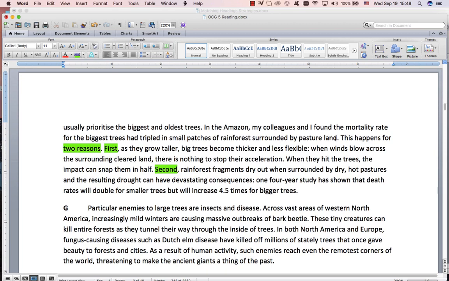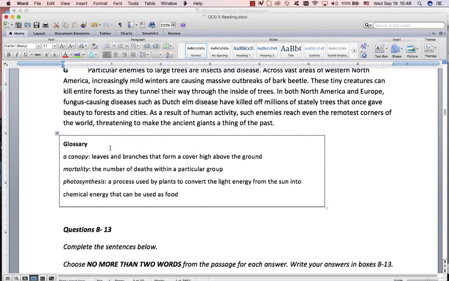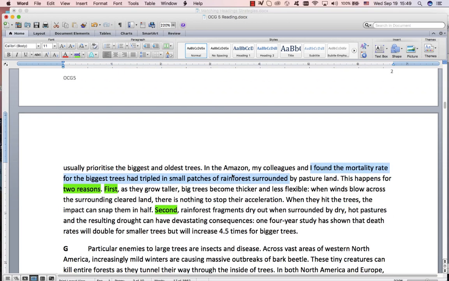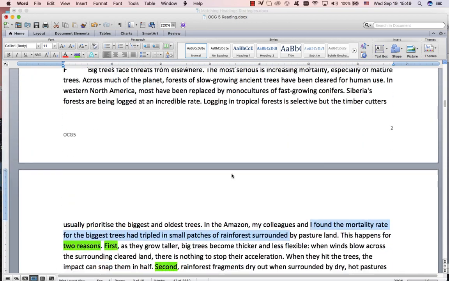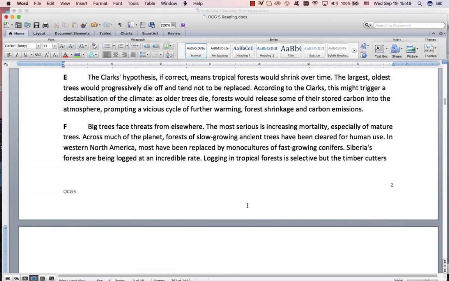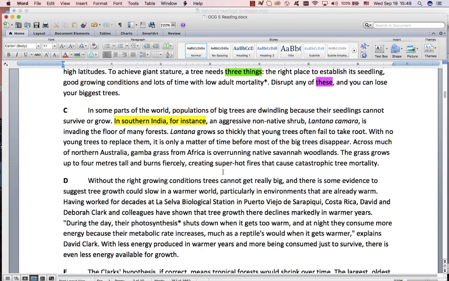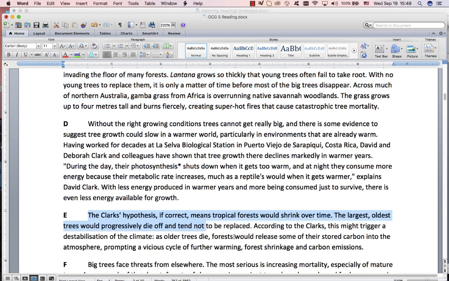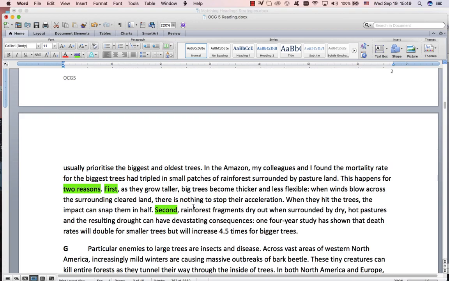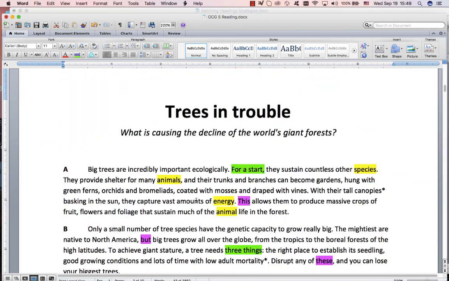So what are these? What is this? The mortality rate for the biggest trees tripled in small patches. Mortality is down here. They give it you the number of deaths within a particular group. So it's very negative. Okay, so didn't help us much. But we got, yes, that. So phase 2 gave us 2, really. And then phase 3 is going to be our detailed reading, where we're going to read just that 1, 2, and 3. We're just going to do detailed reading for 3 of them.